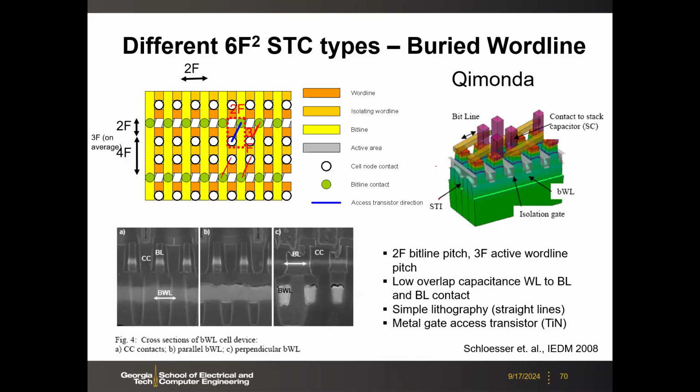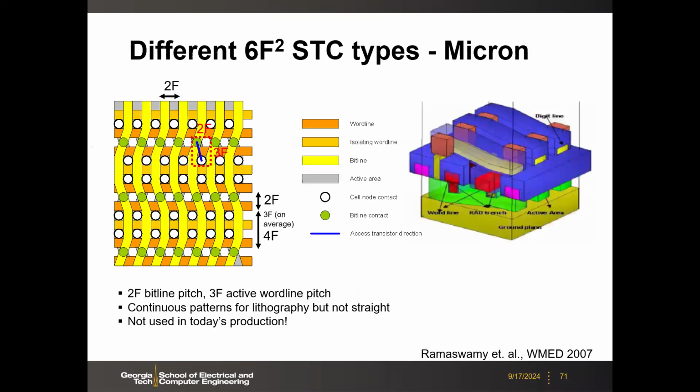So you can look at this layout by yourself and figure out the orientation of the channel, the bitline contact, and the storage node capacitor, okay? And then here, there's another design proposed by Micron. Here you see that the bitline is now twisted because the channel orientation actually flips like this. But the good feature about this is that the active area for the channel is continuous.